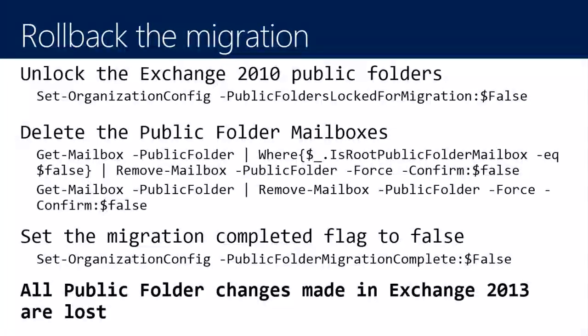So for rollback, as I mentioned before, rollback can be done. It's a few commandlets that you have to issue here, basically unlocking the public folders for migration, which then gains access back to those legacy public folders again in 2007 and 2010, removing all the infrastructure from the 2013 side, and effectively losing any delta changes that happened post-migration.